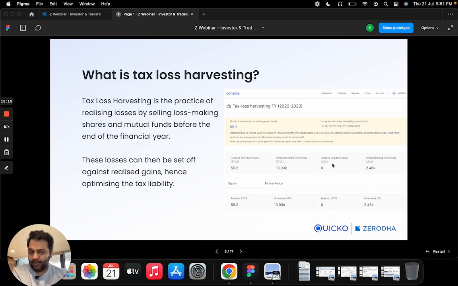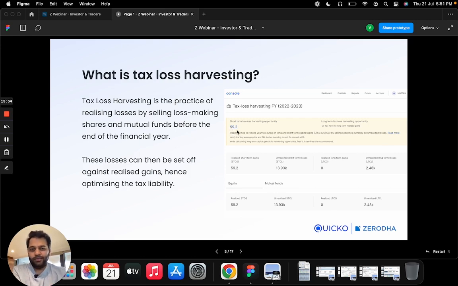On the other hand, I don't have any long-term gains, and I have some unrealized long-term losses, which is 2.48k. Now down here it's just showing you a breakdown of the summary information across different segments, right? So we're not going to talk about it, but what's important is this number to remember.